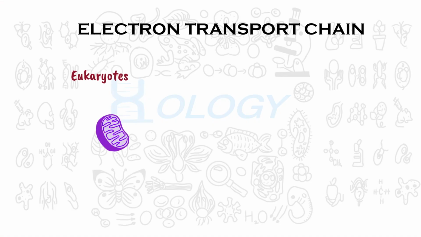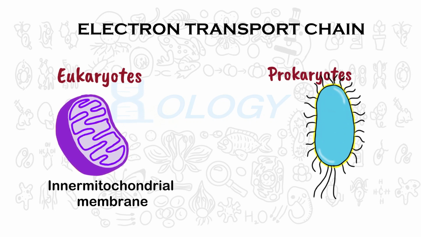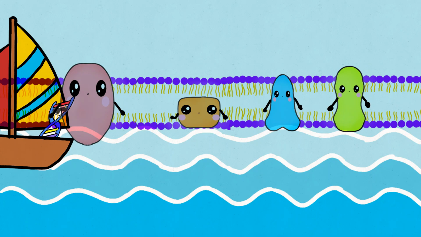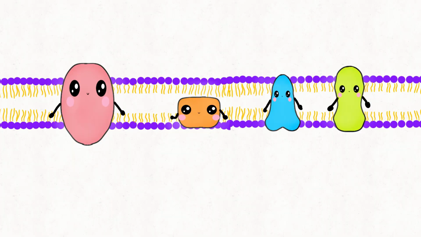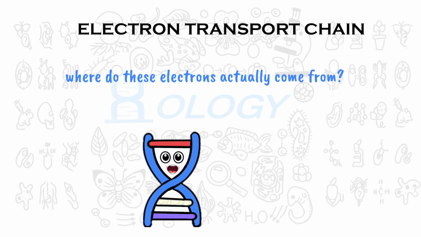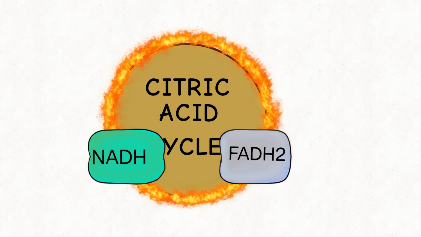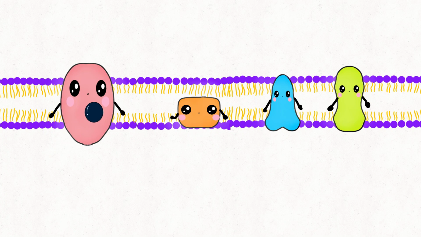In eukaryotes, many copies of these molecules are found in the inner mitochondrial membrane. In prokaryotes, the electron transport chain components are found in the plasma membrane. As our journey begins, electrons start their thrilling voyage through a series of protein complexes that make up the electron transport chain. But where do these electrons actually come from? Excellent question. These electrons are initially donated by molecules such as NADH and FADH2, derived from other metabolic reactions happening in our body. Now, let's dive deeper into the electron movement within the electron transport chain.